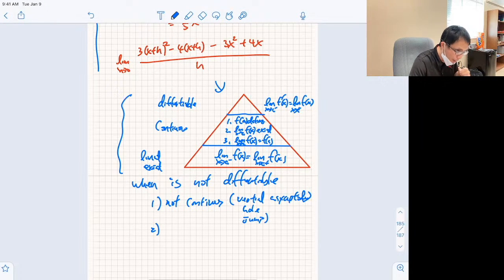Two, it's a corner. You guys call it a corner. I call it a sharp turn, because left does not equal right.